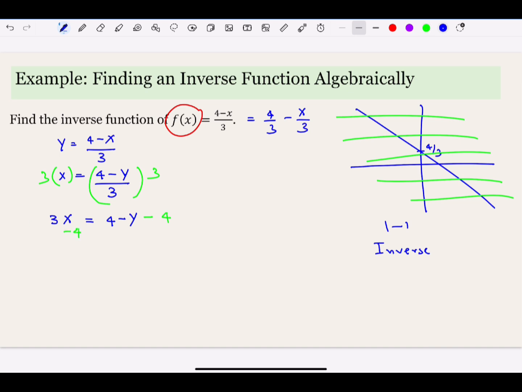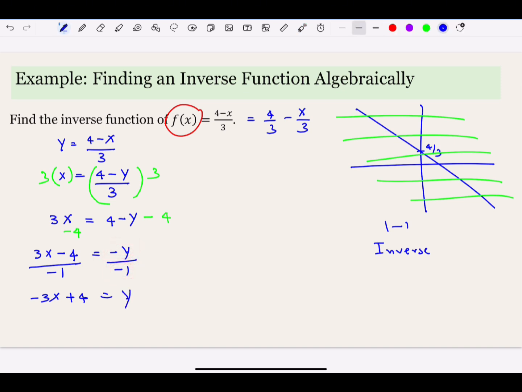So that will give you here 3x minus 4. And on the other side, the 4's will go away and you will have a negative y. Well, so we have a negative 1 here, but I need a positive y on this side. To get that, I'm going to divide both sides by negative 1. Okay, so now if you divide 3x by a negative 1, you'll get a negative 3x. And if you divide a negative 4 by a negative 1, you'll get a positive 4. And if you divide negative y by negative 1, you'll get a y.